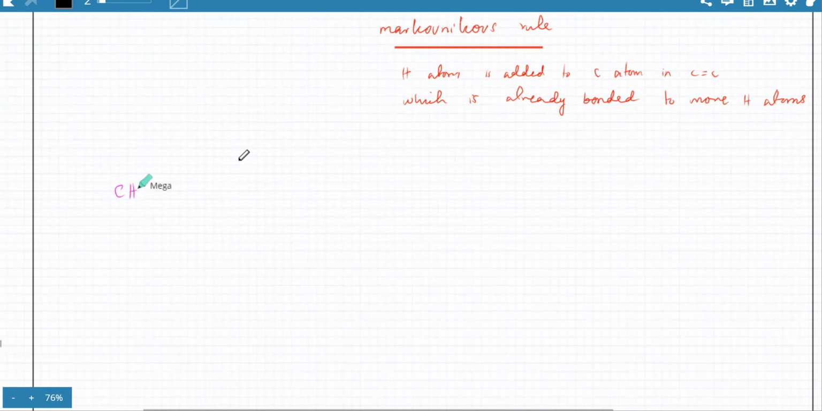You have CH3, C, and there's a double bond, and C, and there's H, another. So here's your molecule, and you're reacting it with HBr. So the question is, where would the H and where would the Br get bonded to? There's going to be a major product and there's going to be a minor product. So you're going to get two different types of products.